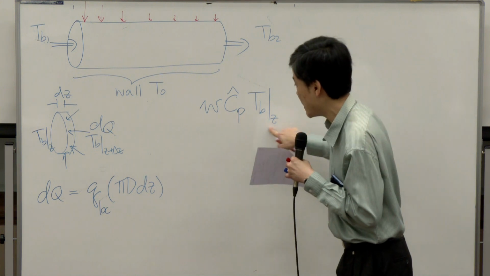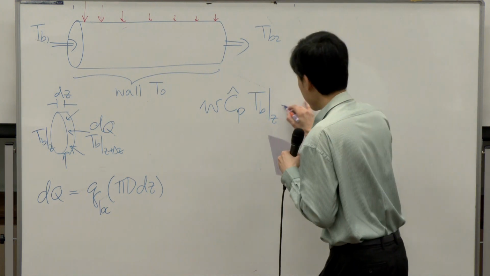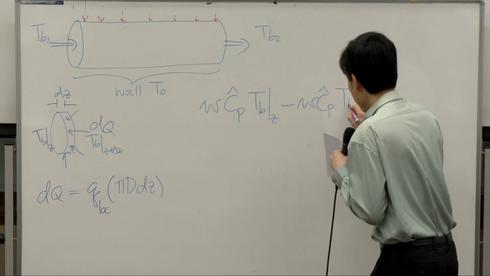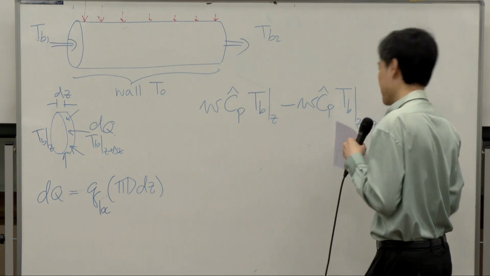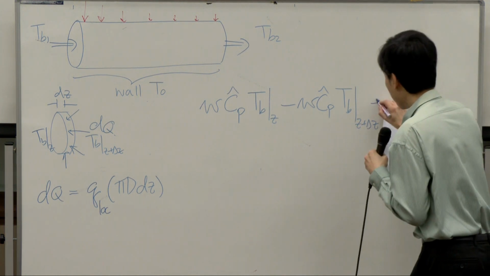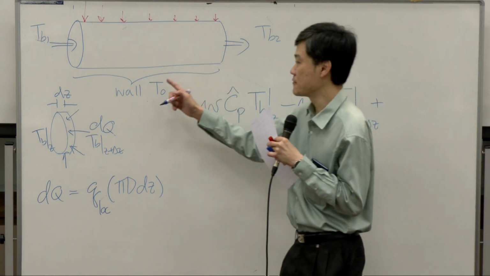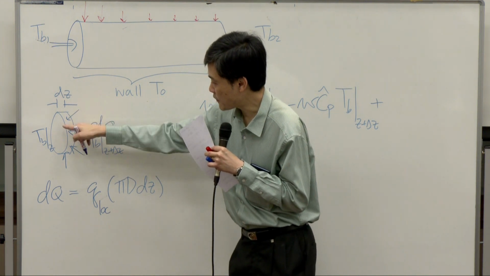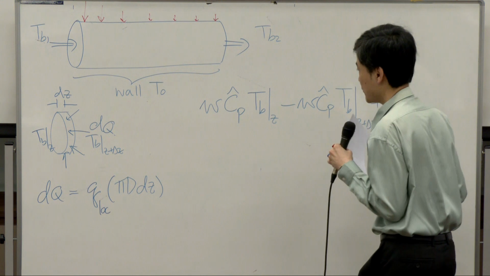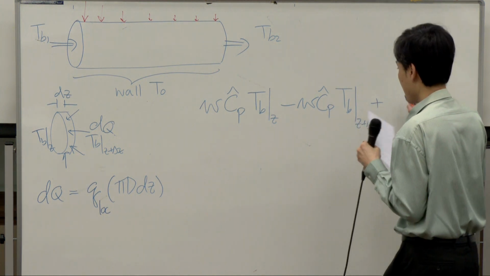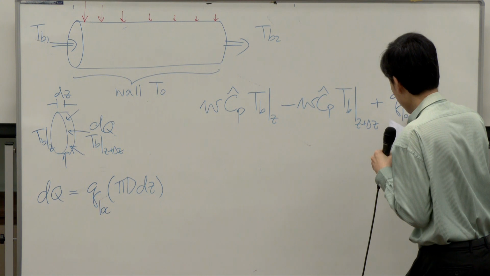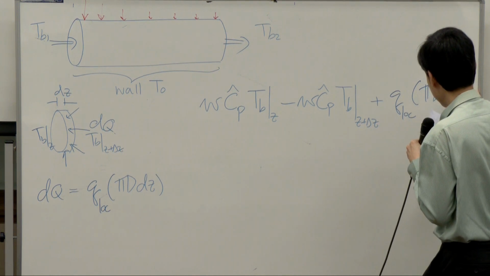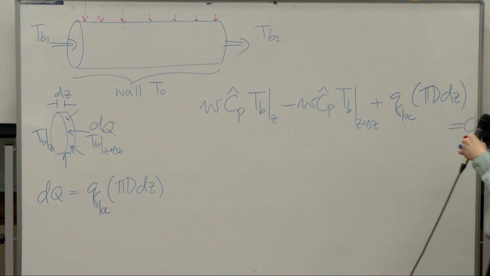This is energy in, all right? Minus energy out, which is W Cp TB at Z plus delta Z, plus heat transfer from outside in. So this is conductive heat transfer from outside in here. So that would be dq. And my dq is basically the small local flux times the area pi d dz. That is equal to 0 at steady state.